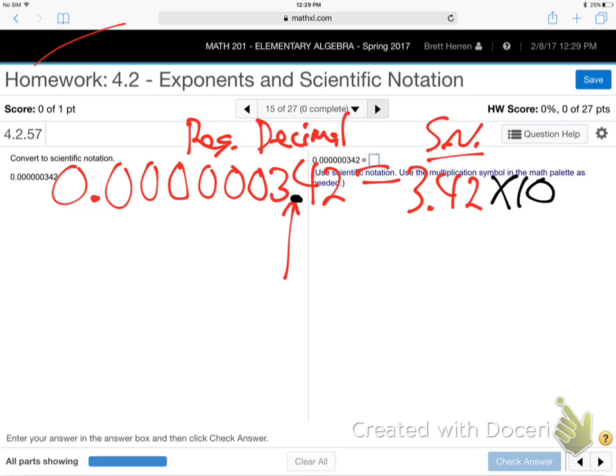So you need to tell it to go back how many spots? 1, 2, 3, 4, 5, 6, 7. Back 7 spots. So negative 7 means go backwards. If you need to tell the decimal to go to the right, that's a positive power. To the left, that's a negative power. Now this is the time we don't convert into multiplication, or flip it and make a fraction. No, they're not asking us to do that.